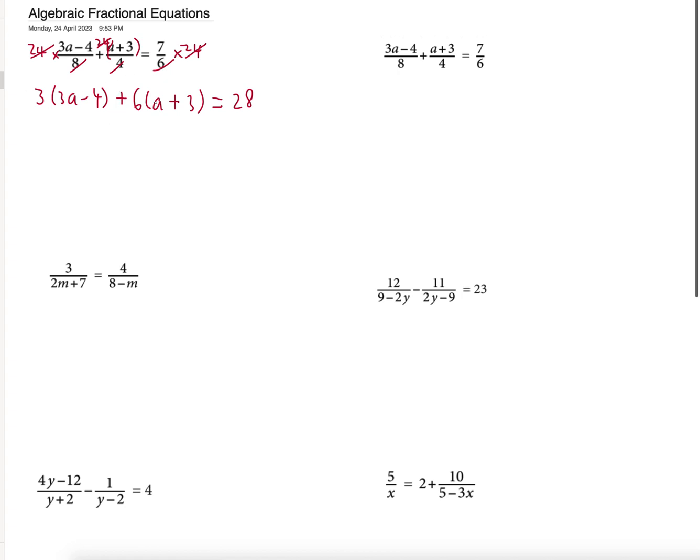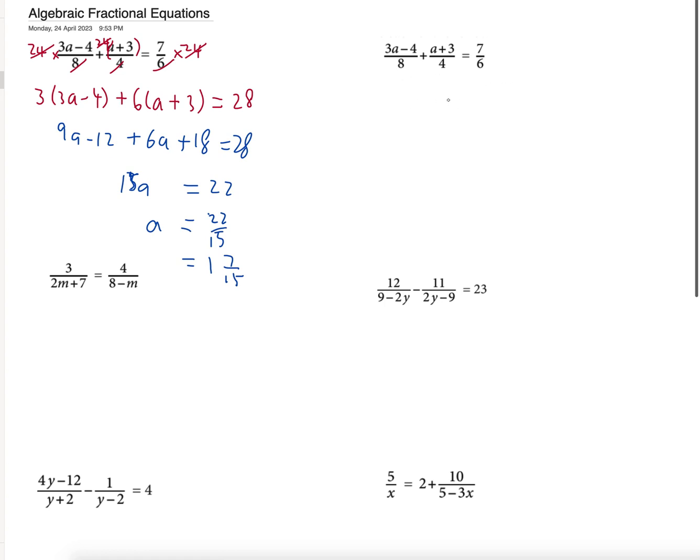Right, so now you see that once we multiply throughout by the LCM and cancel the denominator, the expression has no more denominators. So we have 9a minus 12 plus 6a plus 18 equals 28. And here we have 9 plus 6, which is 15a, and this is 6 bring over, 22, and 22 over 15, which is 1 and 7 over 15. We need to write as a mixed number for numerical answers.